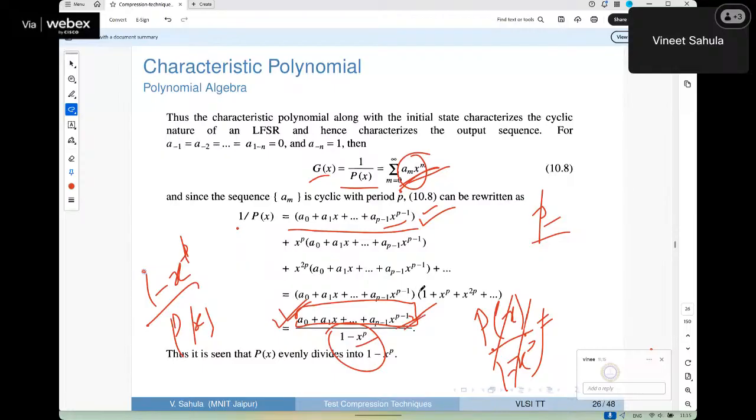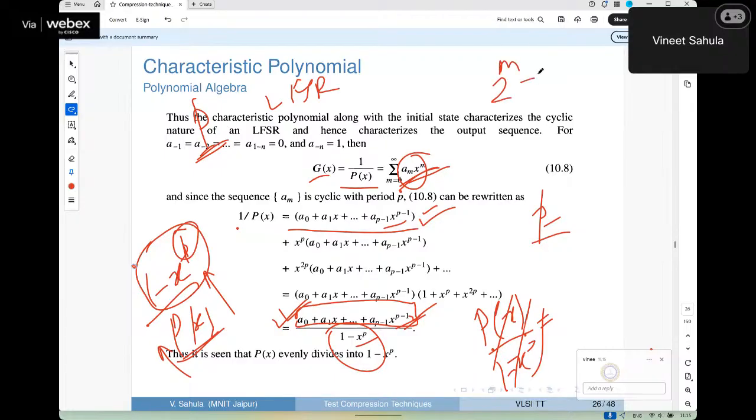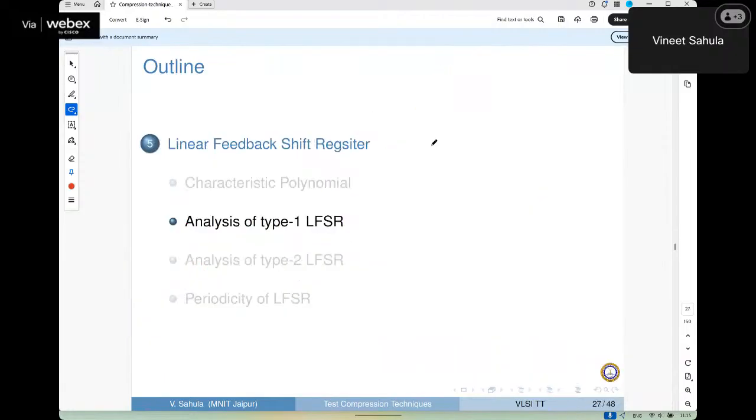So we can find out the period of an LFSR from here: finding a P such that Px divides this polynomial. P will be the period of any LFSR if the polynomial 1 minus xP is perfectly divisible by Px. So choose a value of P in such a way that Px divides it. That becomes the period. If the period has to be 2 to the power m minus 1, then I can choose P to be 2 to the power m minus 1 and prove that Px divides this polynomial. That's all, nothing else. So the analysis is over.